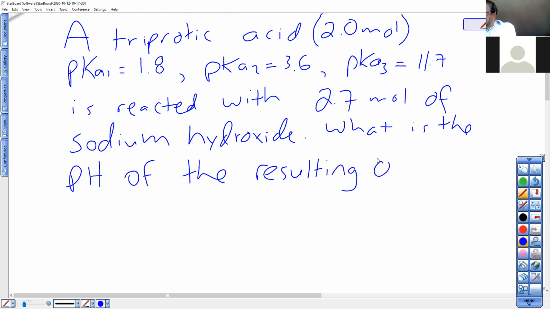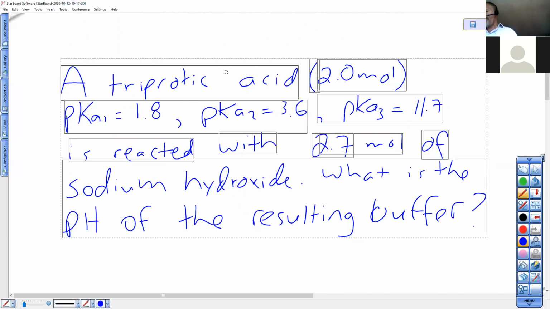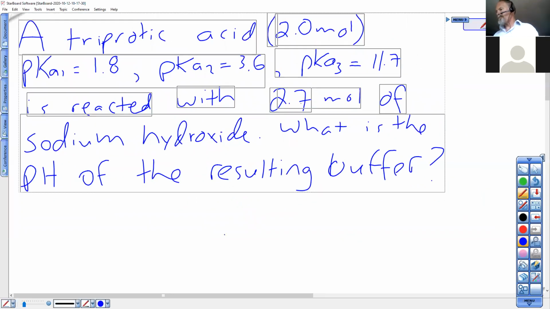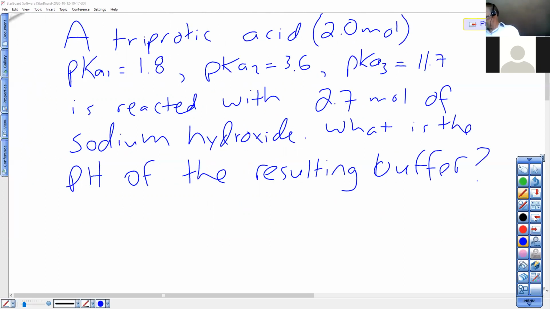So right away, you know it's a buffer problem. It's got buffer right in there. Give you a whole blank page with this on it and solve it over here. So you're told you have a triprotic acid. You're given 3 pKa's. Oh, I didn't come up with answers. Don't want calculators. So you're going to need answers. And I'll tell you, I know the answers based on what I put up there.